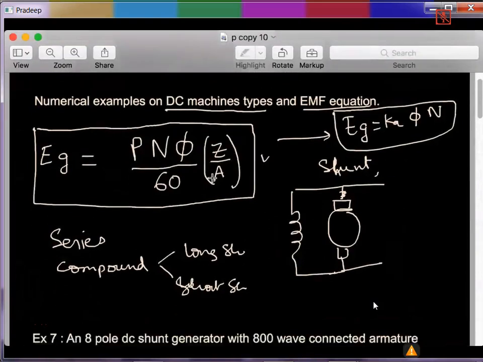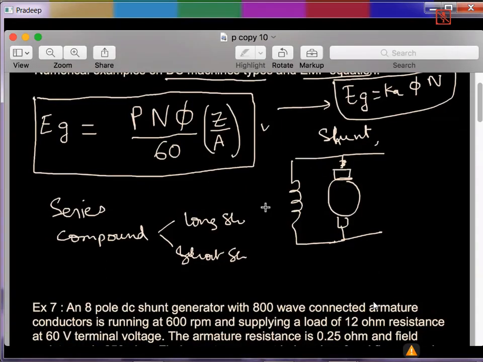That is, EMF generated is proportional to the poles, proportional to the speed, proportional to the flux, and inversely proportional to the number of parallel paths, and number of conductors, directly proportional. And then 60 is only for converting the revolutions per minute into revolutions per second. So this is a EMF induced formula and then different types. So based on these two, I have again worked out several examples also, example problems.